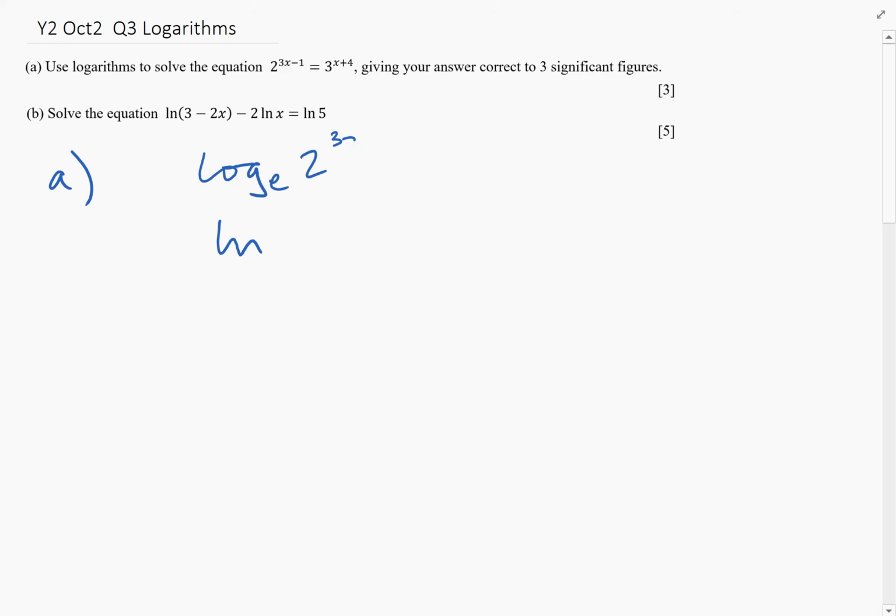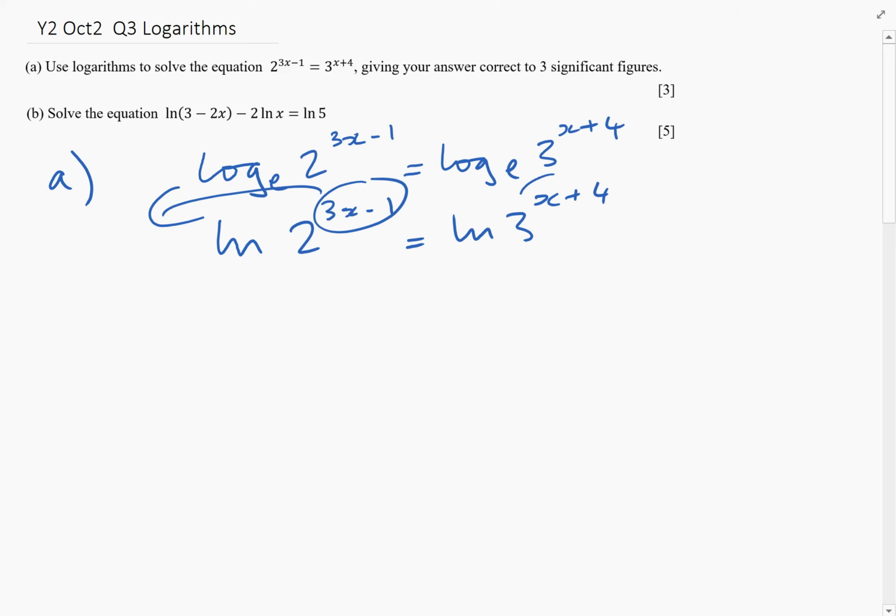So if you take log to the base e of everything, that's just the same as doing ln 2 to the 3x minus 1 equals ln 3x plus 3 to the power x plus 4. So the useful thing about taking logs of both sides is now you can bring this power down to the front for both equations. So this becomes 3x minus 1. Make sure you keep the bracket there, and the same on the right hand side.